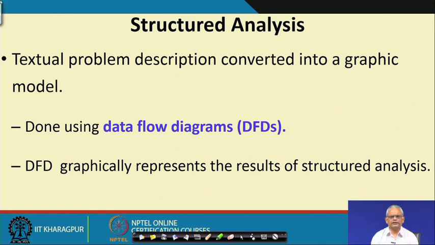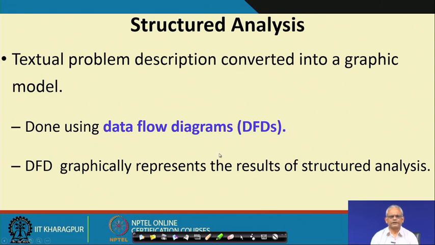For doing the structured analysis, we will use the DFD technique. DFD stands for data flow diagrams, and this is a very intuitive and simple technique. It takes hardly a few minutes to get familiar, get productive and get started using this technique. And because of its simplicity and utility, this technique is extremely popular not only in the procedural design, but also in many other applications.